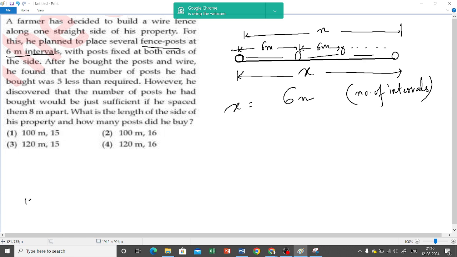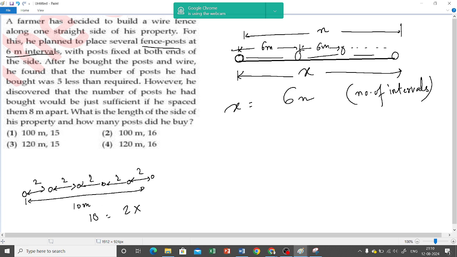See, what I mean to say is that, say this is 10 meter. And I want to place posts at a distance of 2 meter. So I will place the first post over here, then another over here with 2 meter distance, then another 2 meter distance, then another 2 meter distance, then another, 2 meter distance, right? So this 10 is equal to what? 2 into how many intervals are there? 1 2 3 4 5, right?